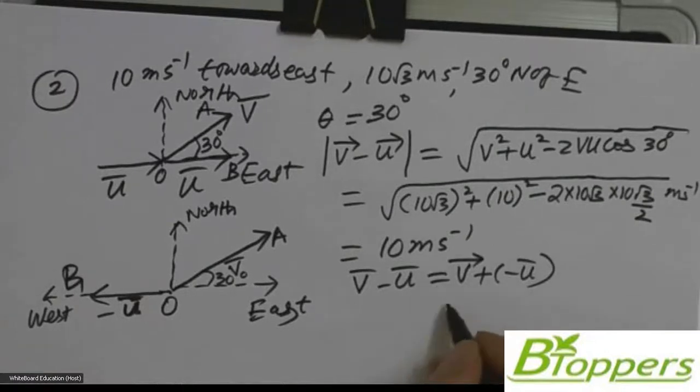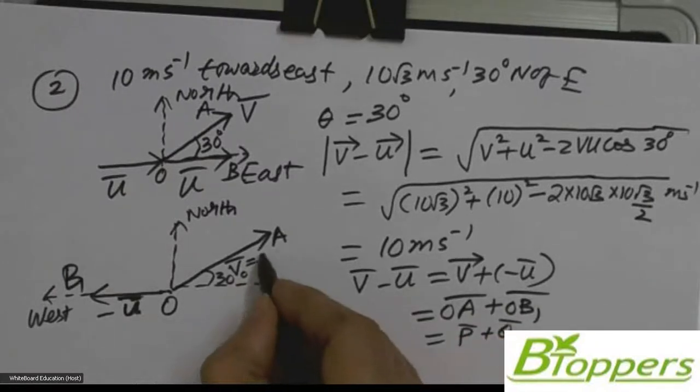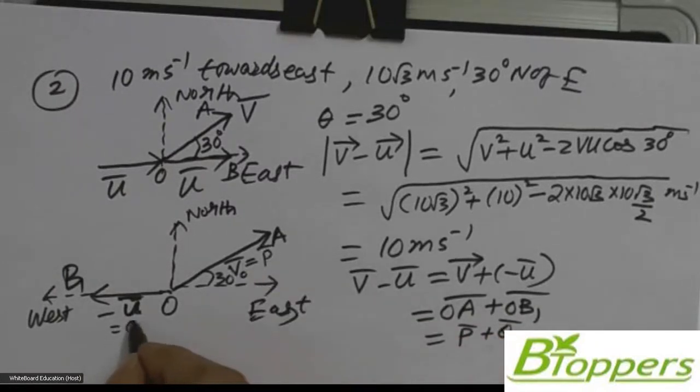The final velocity vector v bar is represented by the directed line segment OA bar. The vector minus u bar is represented by the directed line segment OB1 bar. So the change in the velocity vector is the vector sum of OA bar and OB1 bar. You can write it in the form P bar plus Q bar. That means here P bar equals v bar, Q bar equals minus u bar.